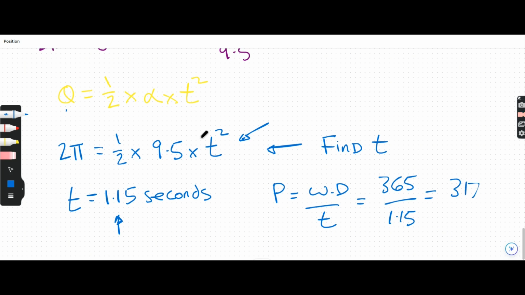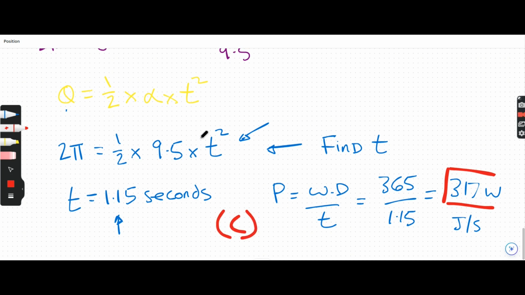317. My favorite joke. What is the unit of power? Watts. What is the unit of power? Or if you want to, joules per second. But 317 watts is the answer. That's part C. Part C done.